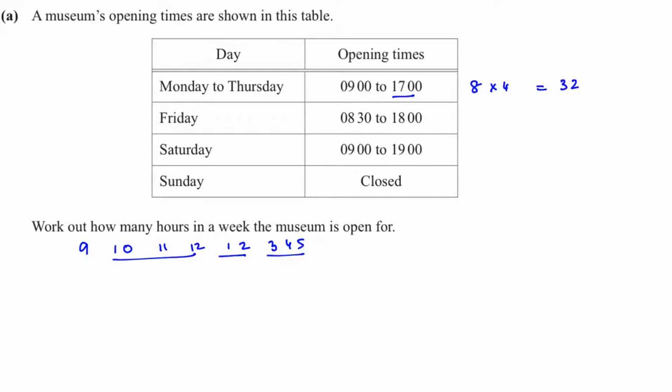And then from 8:30 to 18, which is 6 o'clock. 8:30 till 6, you can count it the same way. You will get 9.5 hours.